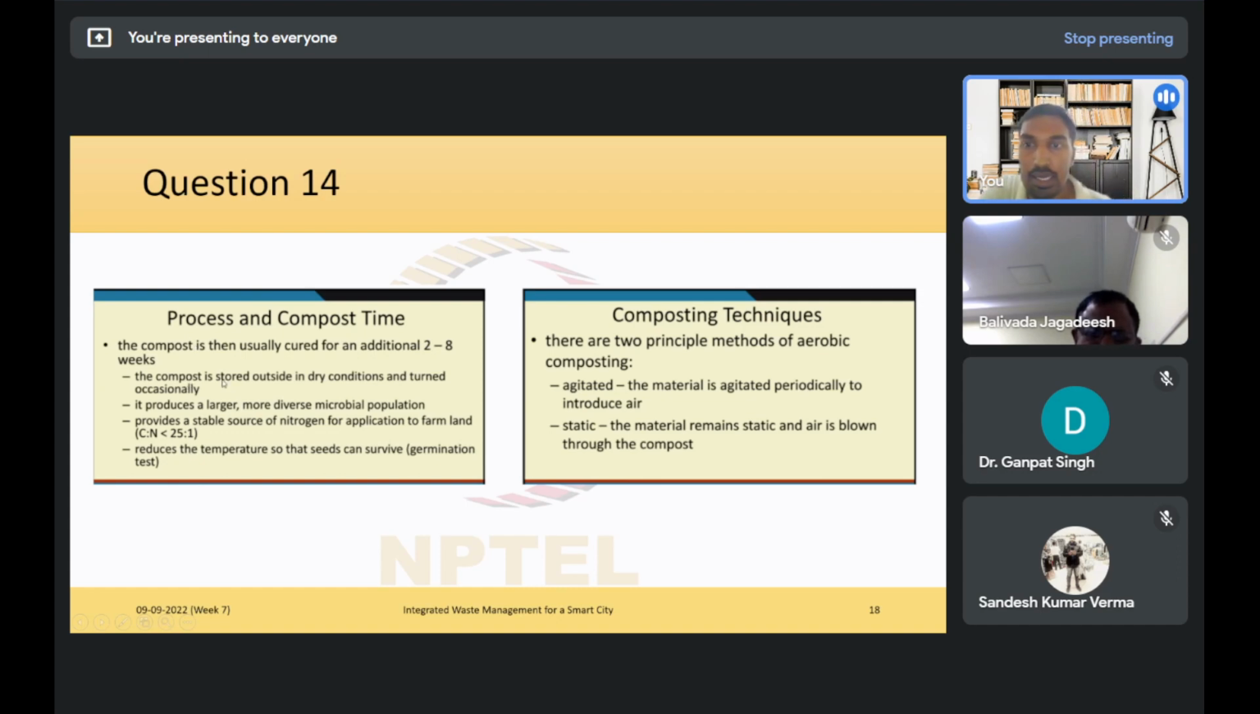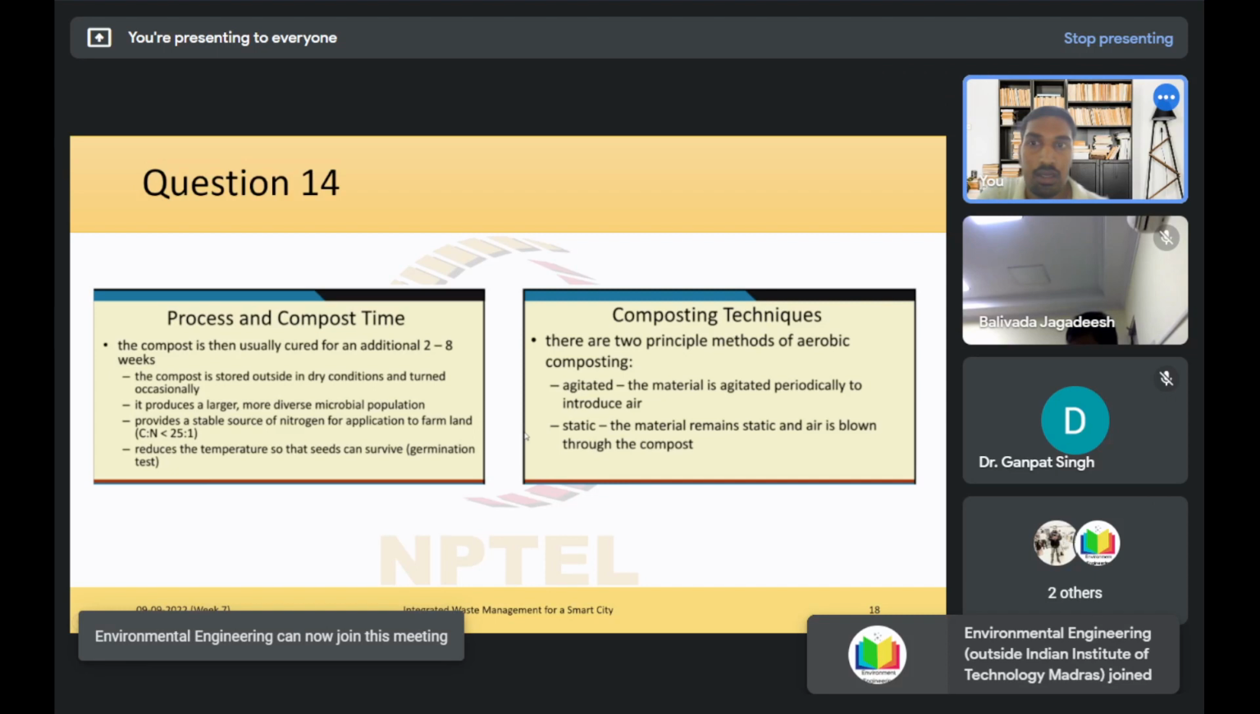It is stored in a dry condition, and some occasional mixing will take place, and in that time there will be a diverse microbial population, and also more nitrogen, and therefore the ratio of carbon to nitrogen will be less than 25:1. And during this period the temperature will also come down. Why is that required? Because this will be used in the farmland, where when we use the seeds the temperature should not be so high that the seeds cannot survive, right? So those things will happen during this curing period.